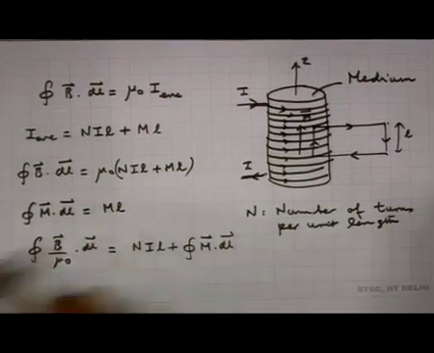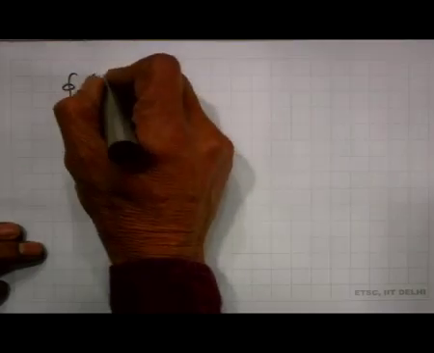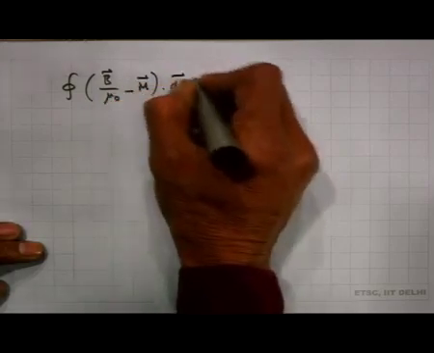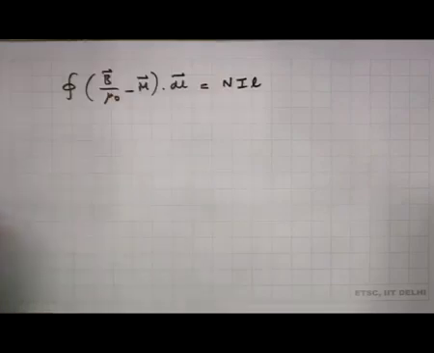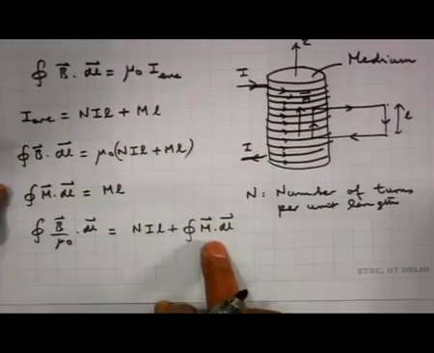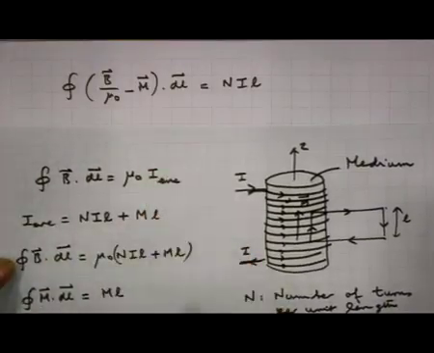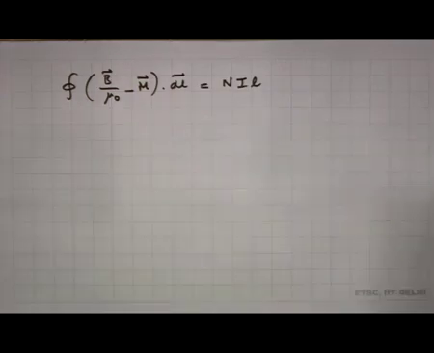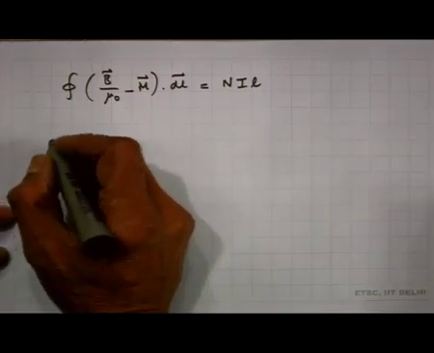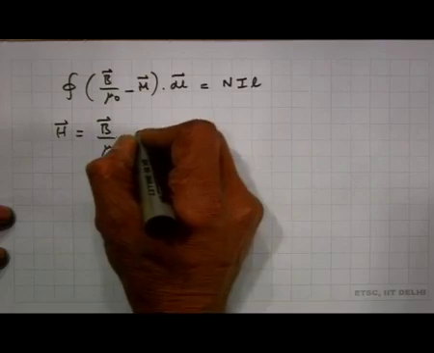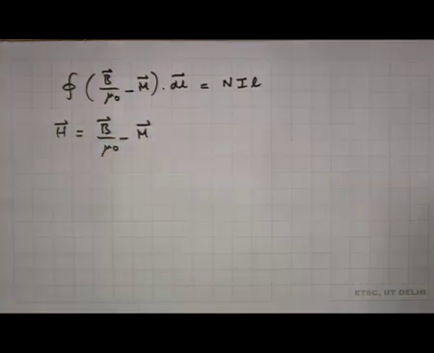So, let me take the integral of M dot dl to the left hand side. I will get the following: the integral of (B by mu naught minus M) dot dl is equal to nIL. What I have done essentially is taken M dot dl to the left hand side. Now, as in the last lecture, I introduced a new vector called the H vector, which is B by mu naught minus M. This is the defining equation for the vector H.